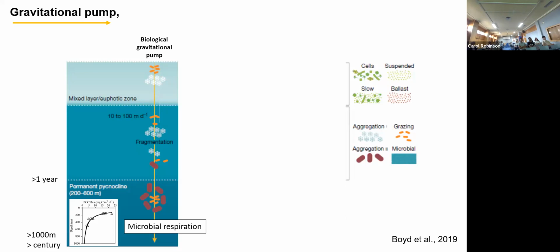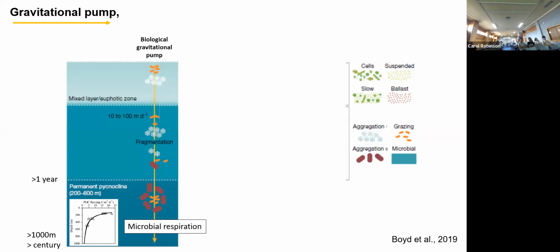This storage is governed by biological and solubility pumps, which maintain a surface to deep ocean gradient of dissolved inorganic carbon. The biological gravitational pump is driven by the settling of particulate organic carbon generated in surface waters through phytoplankton photosynthesis, and without which atmospheric carbon dioxide would be nearly twofold higher. Carbon is sequestered for longer than a year by particles that sink below the wintertime mixed layer, and for more than a century by particles that reach deeper than about 1,000 meters.